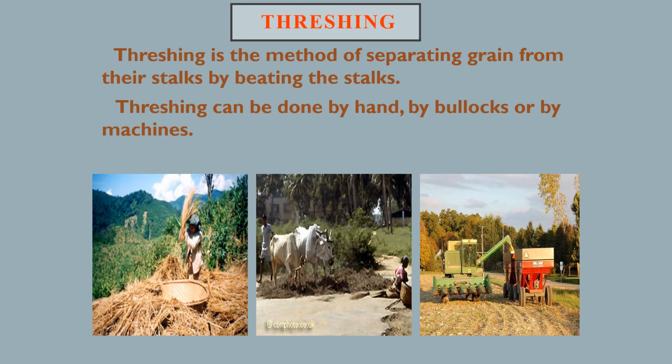Next one is threshing. Threshing is the method of separating grains from their stalk by beating the whole plant that is harvested from the field. Threshing can be done by hand, by bullocks, or by machine.